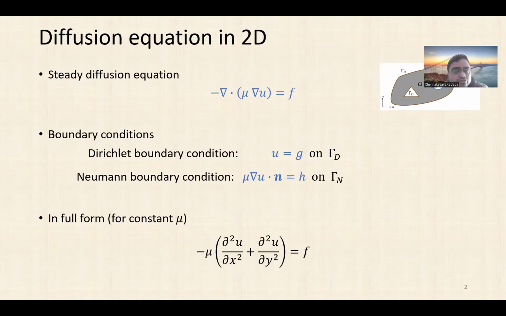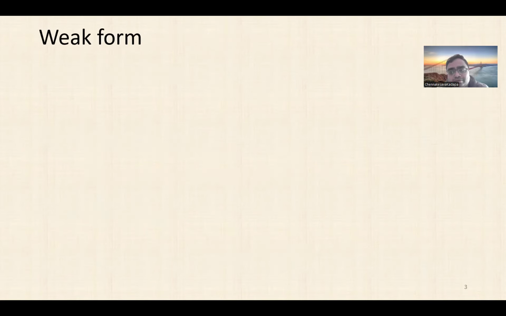Right. Now what is the first step in the finite element method? In the finite element method, first we derive the weak form starting from the strong form, that is the partial differential equation. So we have the diffusion equation. Let us take the simplified case, where we assume that the diffusion coefficient is constant throughout the domain. So we take the mu out of the derivative.